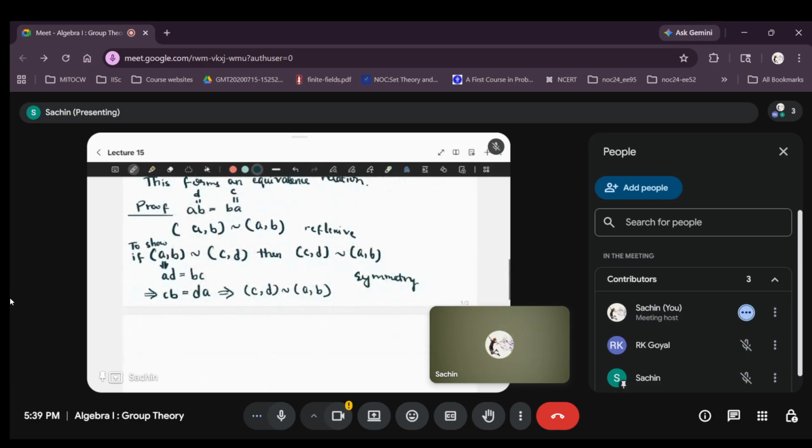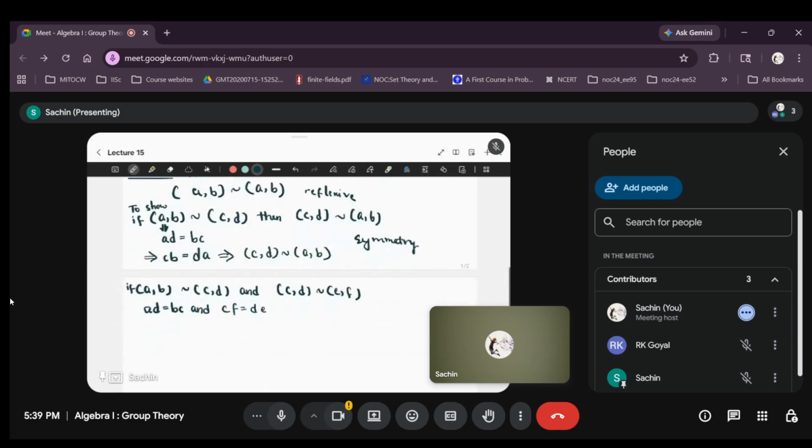And then if AB is related to CD and CD is related to EF, then AD equals BC and CF equals DE. That means ADE equals BCE.